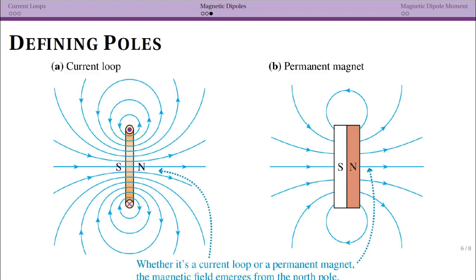So note that we said that north was the side where your magnetic field is leaving, and south is the side where your magnetic field is entering. So what's amazing about this is not only do we have south and north poles, but the magnetic field of a current loop looks just like the magnetic field of a permanent magnet. So note that for your permanent magnet, the north side is where your field is leaving, and your south side is where your field is entering.